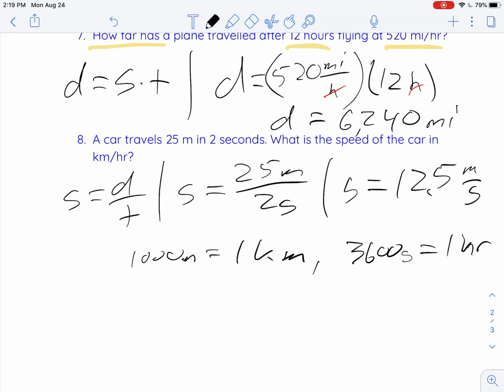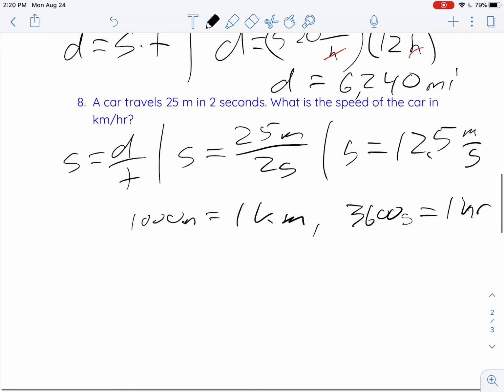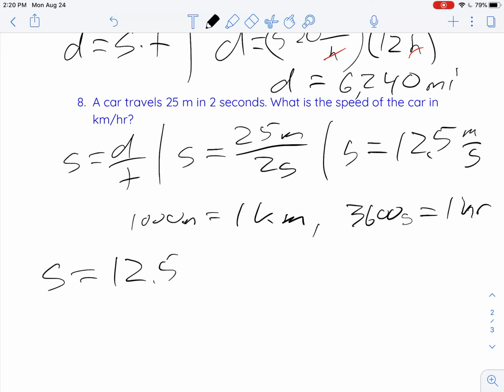The method that I'm going to use to do this is what's called factor unit label. So I'm going to show this to you down here. I'm going to start with my speed is equal to 12.5 meters per second. If I look at the units, meters is in the numerator and seconds is in the denominator. And that's important with how I'm going to set up my ratios.